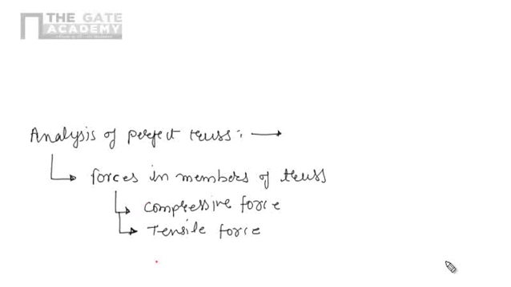So basically, the analysis of perfect truss means we have to find out forces in members of truss, and basically the forces in the members of truss may be compressive force and tensile force. So our main objective is to find compressive or tensile force in the members of the truss, which is under the action of external loads. So for analysis, we are having two methods.